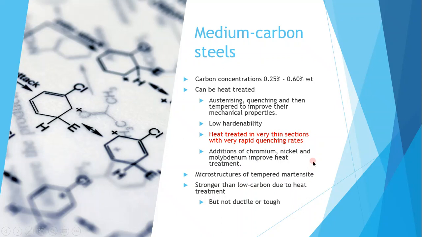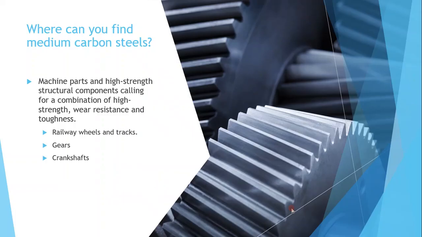Now the microstructure consists of tempered martensite, which is one of the strongest. It's stronger than pearlite, cementite and ferrite. So those are great. They're stronger than low carbon due to heat treatment, but they're not that ductile or tough, because that's what happens when you increase carbon content. So where can you find medium carbon steels? These are usually found in machine parts and high strength structural components, calling for a combination of high strength, wear resistance and toughness.